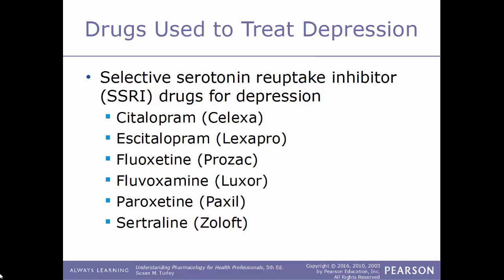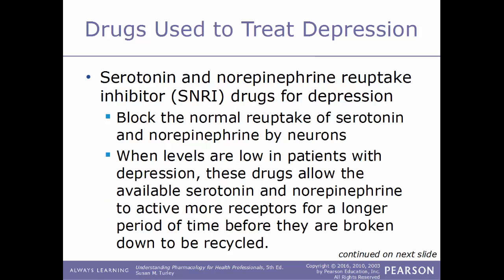Some examples of SSRIs: citalopram, also known as Celexa; escitalopram, also known as Lexapro; fluoxetine, also known by the name Prozac; fluvoxamine, also known as Luvox; paroxetine, known by the trade name Paxil; and sertraline, also known by the trade name Zoloft.